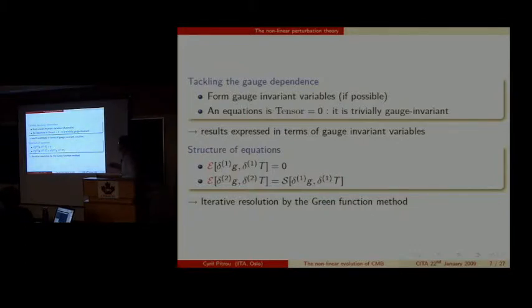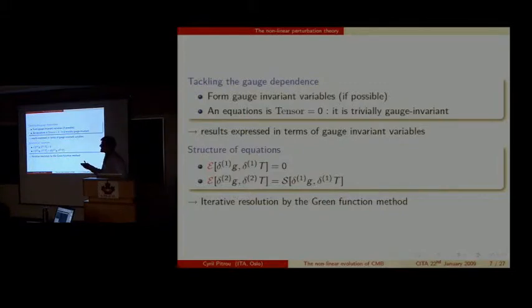So that's the key point. You need to find a set of gauge invariant variables. If you find a set of gauge invariant variables, then you're sure that your equation will eventually be expressed only in terms of gauge invariant variables. So that's one part of perturbation theory, building these gauge invariant variables. This has been done in the 80s for first order perturbation, and it can be shown that it can be done at second order and even at higher order.